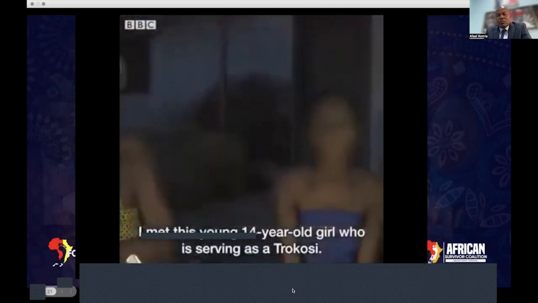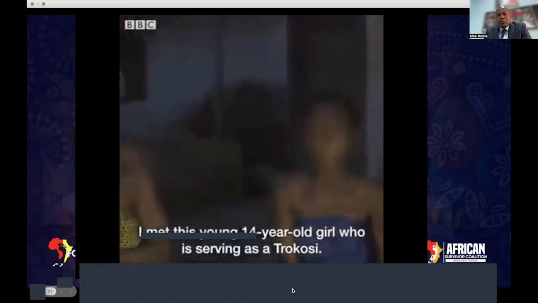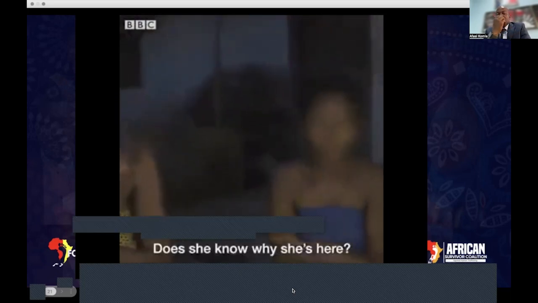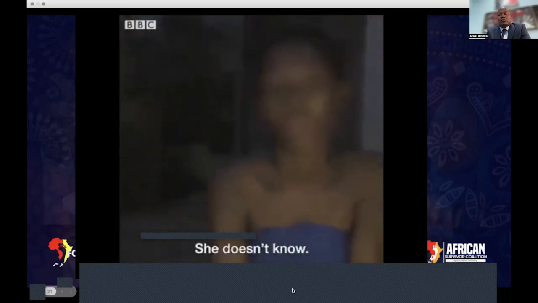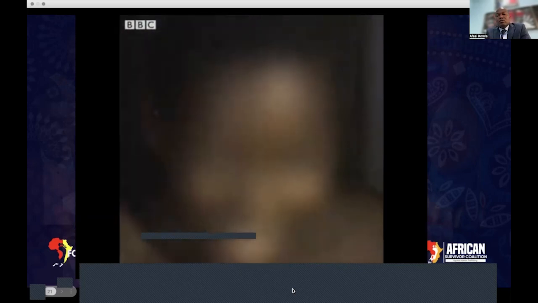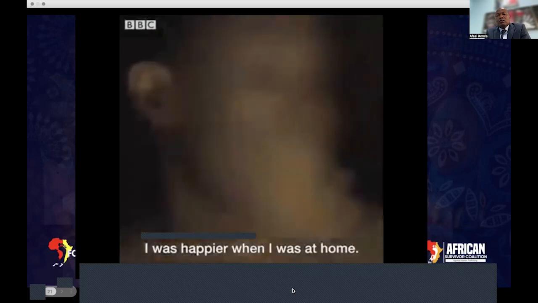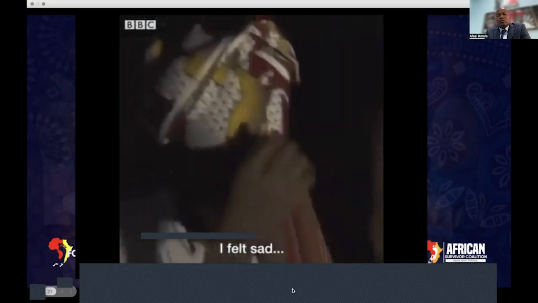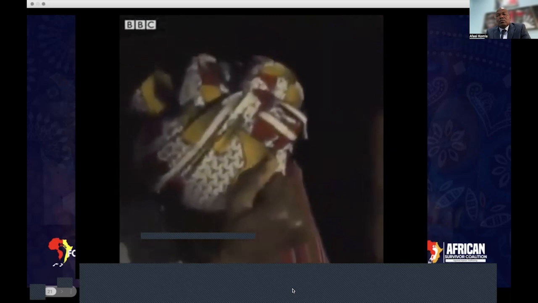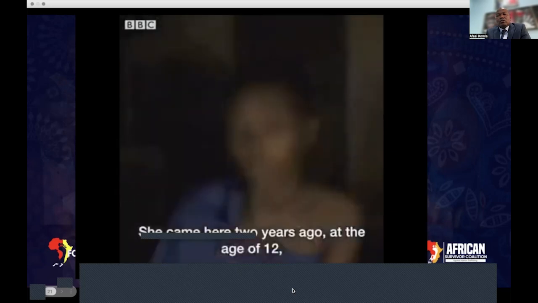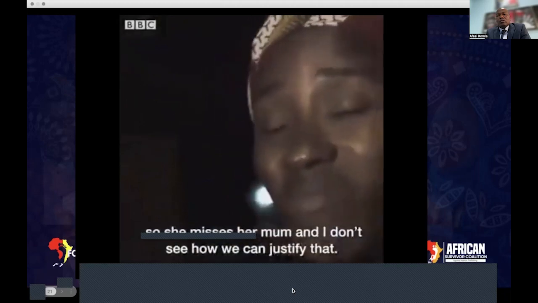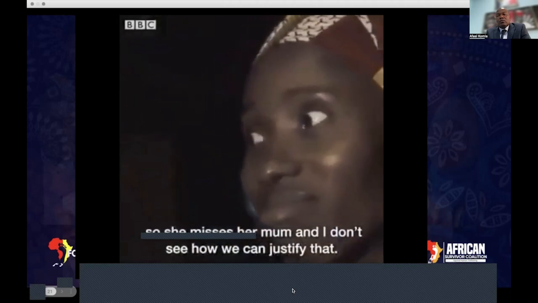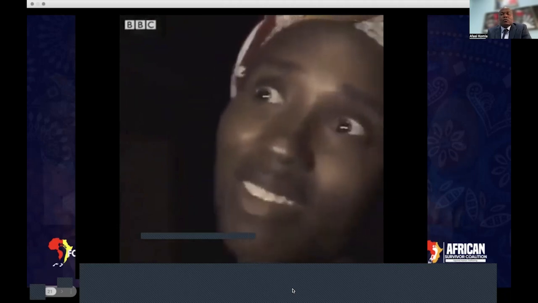I met this young 14-year-old girl who is serving as a Trokoshi. Does she know why she's here? That's what she doesn't know. I felt sad. She came here 2 years ago at the age of 12. So she misses her mom, and I don't see how we can justify that.